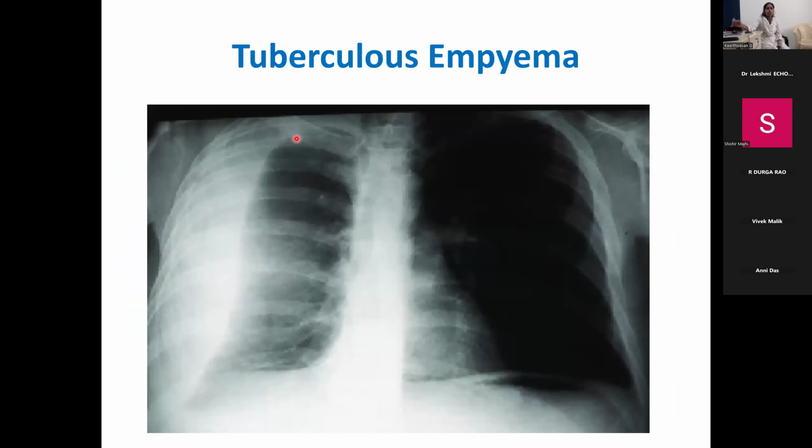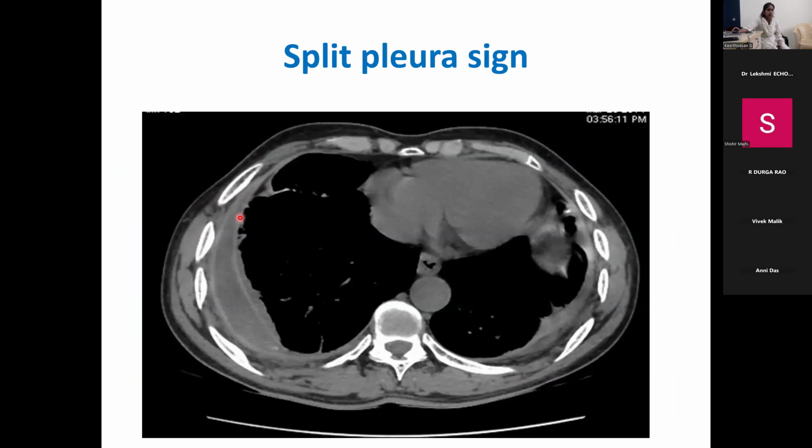And this is a tuberculous empyema. So why am I saying this is an empyema and not a loculated effusion? Because it looks like a long-standing effusion. There is rib crowding, and you see this pleural line. It is appearing much whiter. So it is showing that a long-standing process has taken place and it is very well organized. So this is a tuberculous empyema. If you go for a CT, that white thing, the pleural ring, will appear as a split pleura sign in CT. And this is characteristic of empyema.